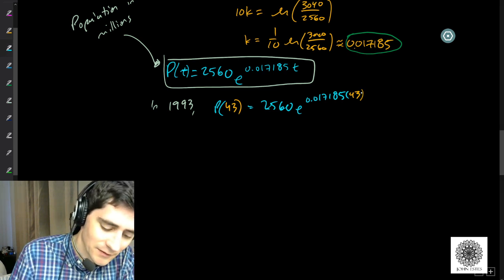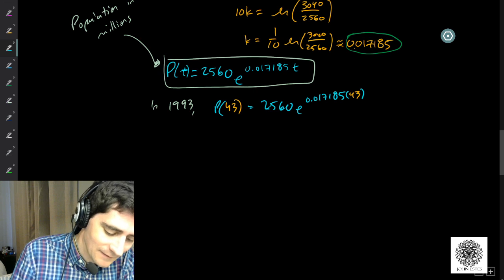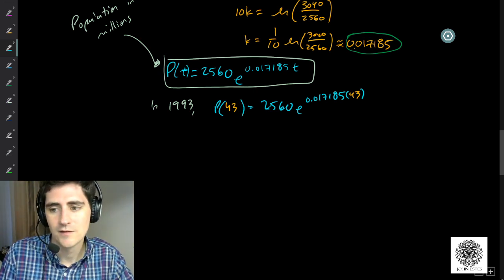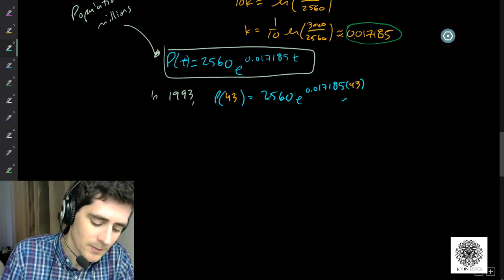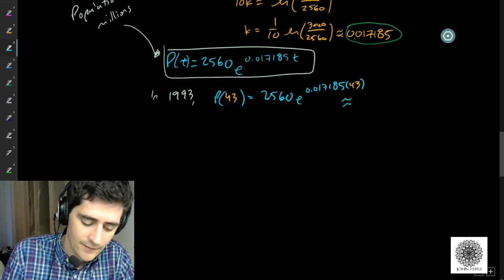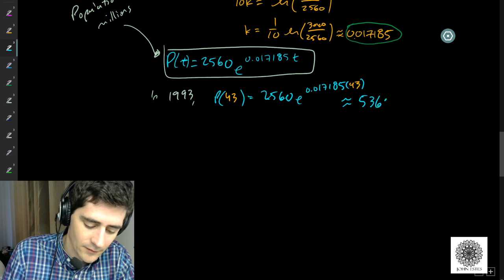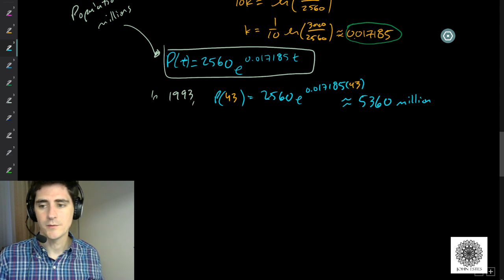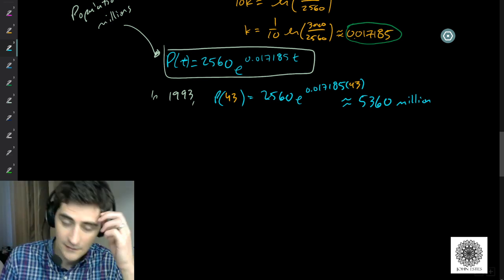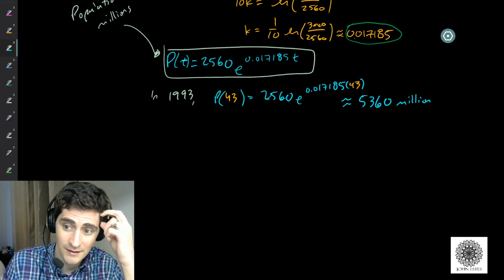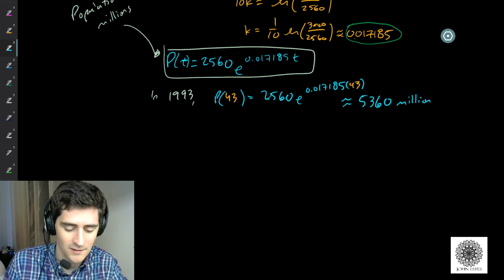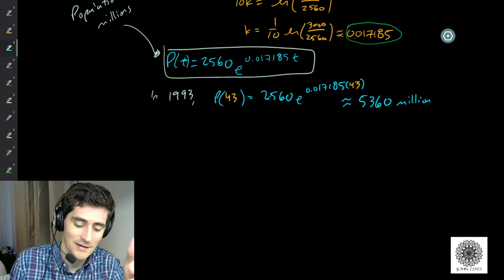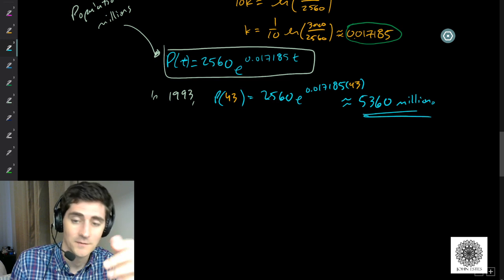There we go. And this is just a matter of plugging in the calculator. We get approximately 5,360 million. Okay, so 5.36 billion. And actually, if you look up online how many people there were on Earth in 1993, that's actually pretty close. That's not too far off.